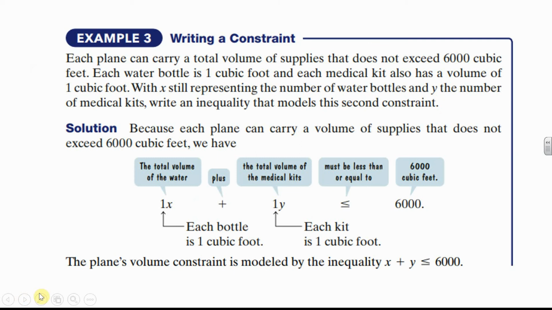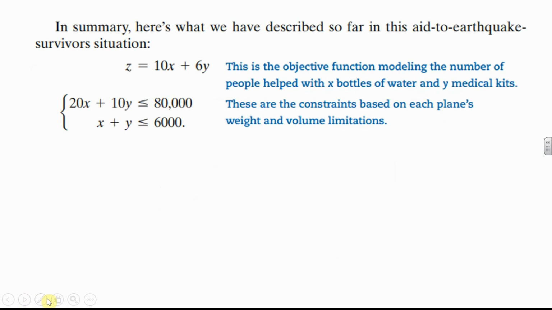Now each plane can carry a total volume of supplies that does not exceed 6,000 cubic feet. So the total volume of the bottled waters with the total volume of the medical kits, X plus Y, has to be less than or equal to 6,000. So you see here how we can model, and we get this X plus Y less than or equal to 6,000. And from there we get this problem.